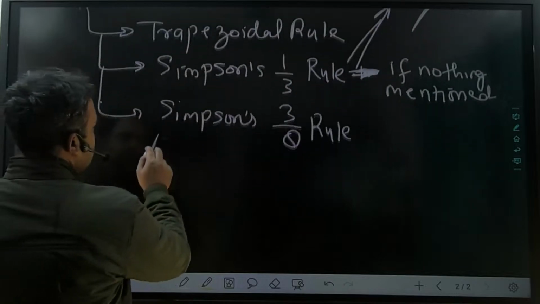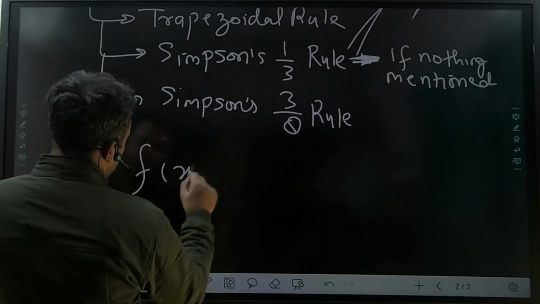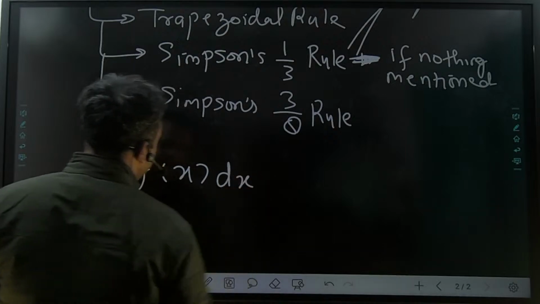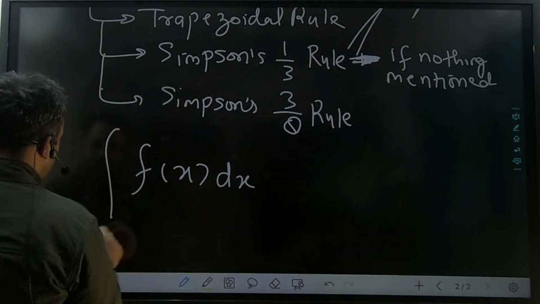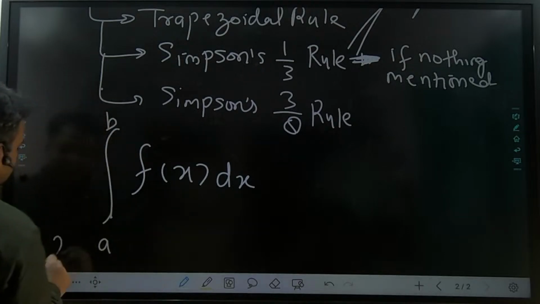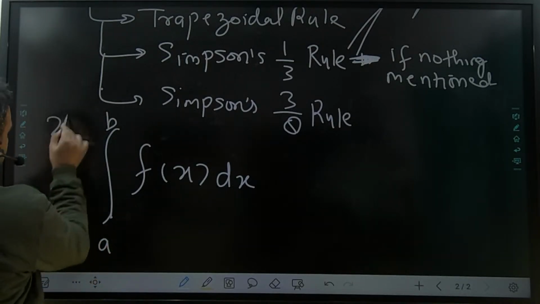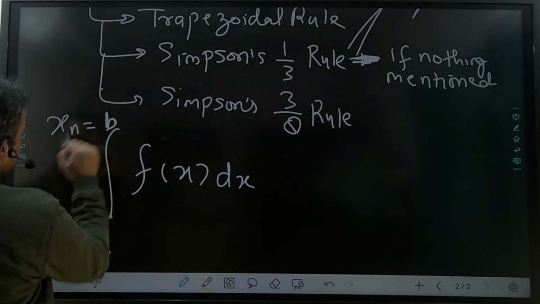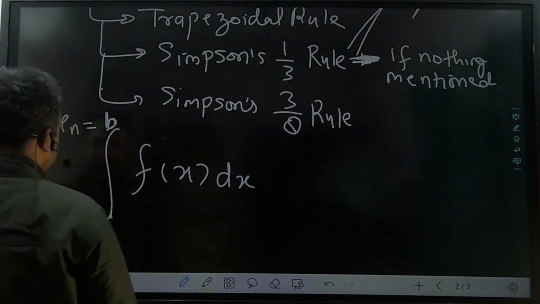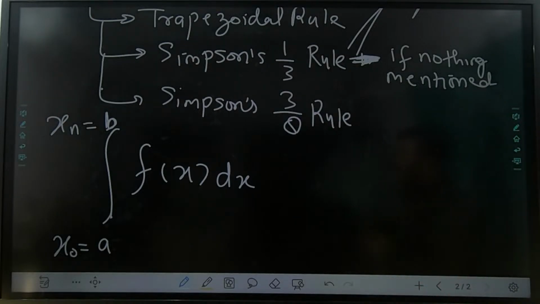So what is the way to calculate integration? We will be given some function which we have to integrate with, let's say, variable x from lower limit, let's say a, to upper limit, let's say b. So let's say the initial point is x naught equal to a, and the final point, some nth point, xn, is equal to b. So here we have to integrate from lower limit a to upper limit b. That's how integration is done.